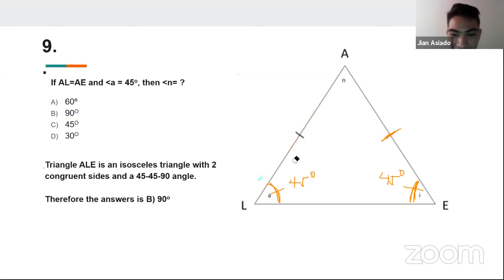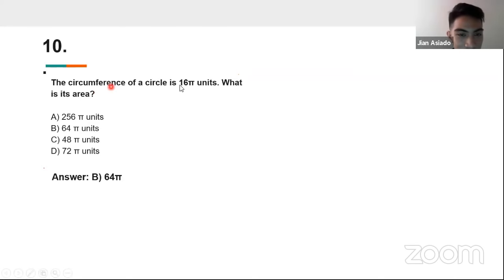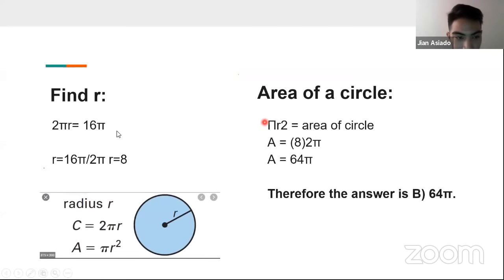Okay. And then, okay, next number, circumference of a radius, 16 units, what its area. Okay, ito medyo madali lang, no? Circumference yung meron ka, tapos ano yung area daw. So, kukunin mo muna si radius, no? Using this. So, kuha mo si r is equal to 8. And then yung area mo naman, pi r square, no? Laging ginagamit to. So, yung area mo ay 64 pi. And letter B.